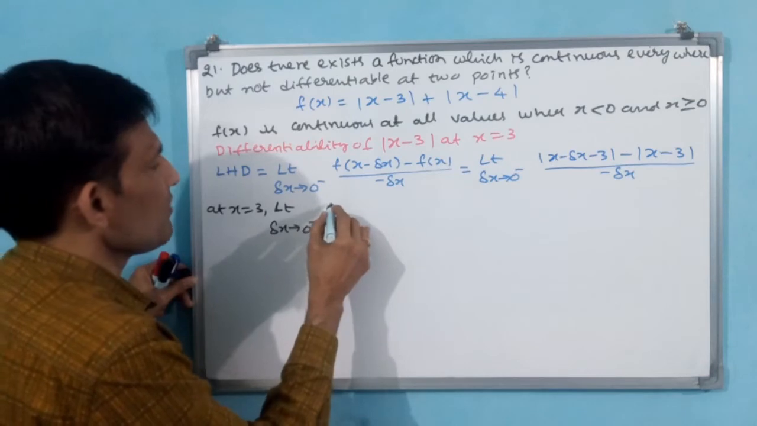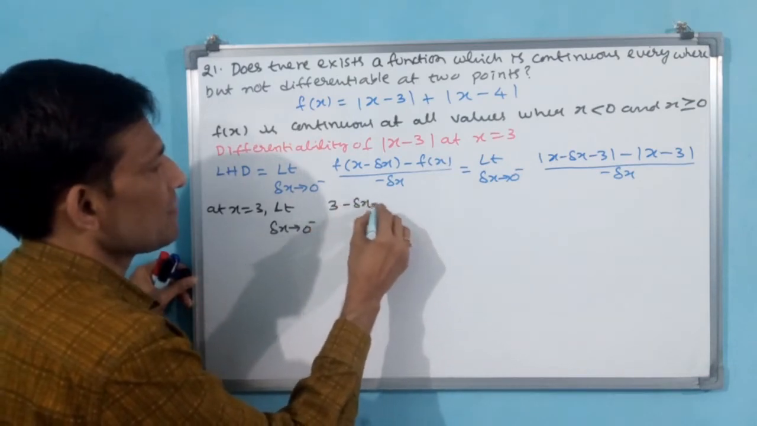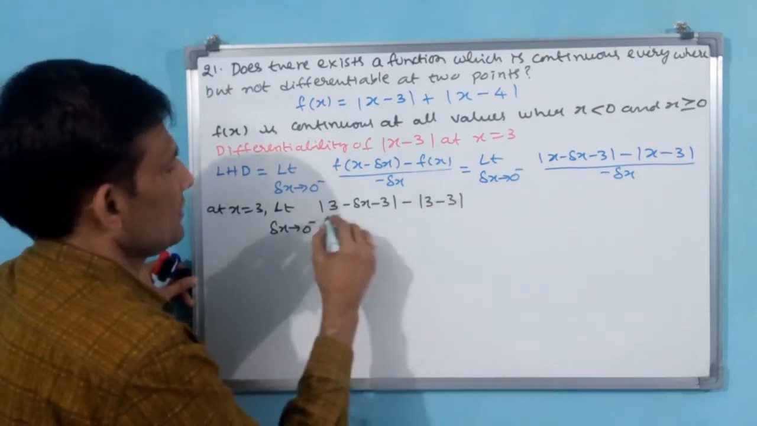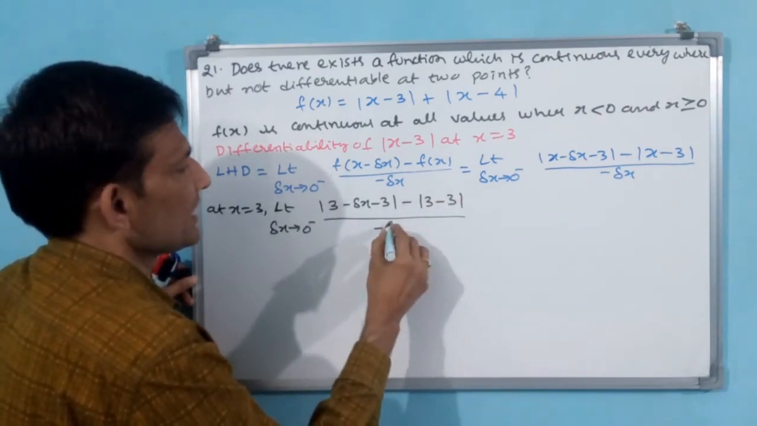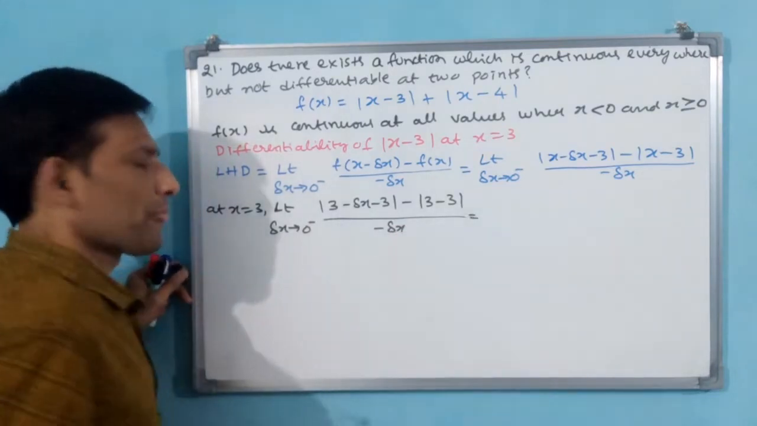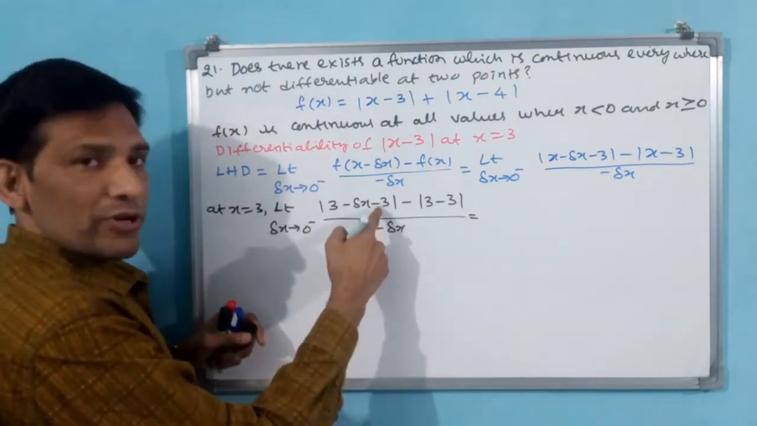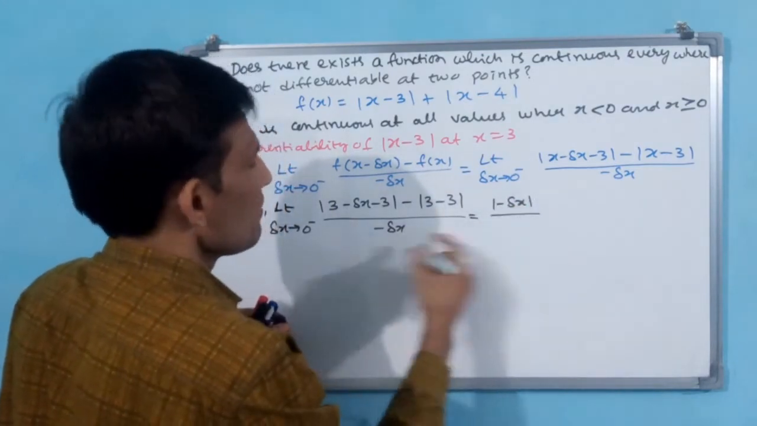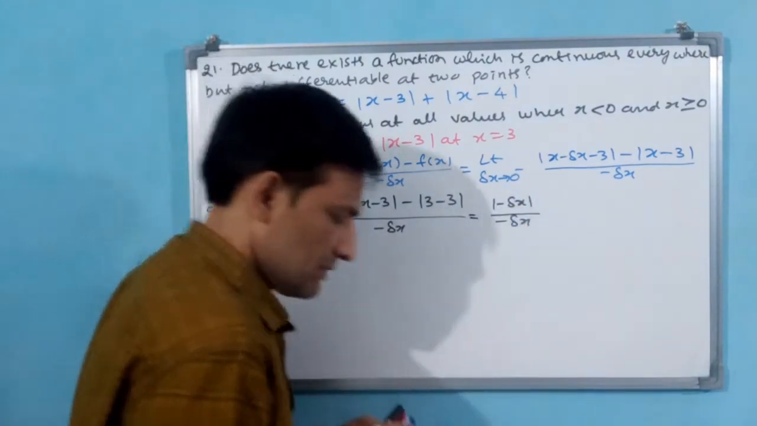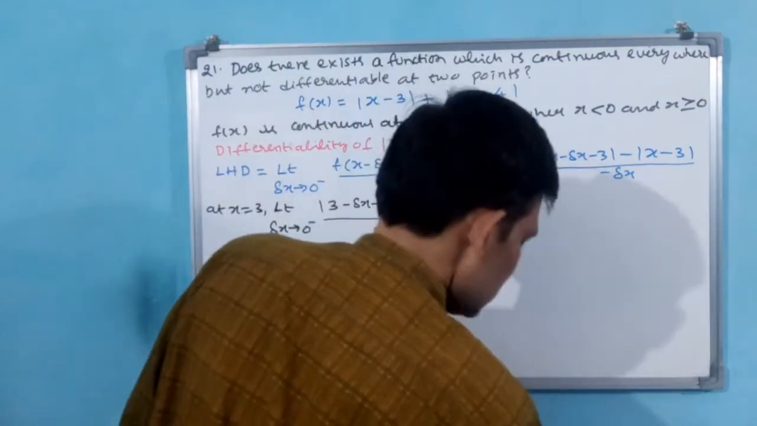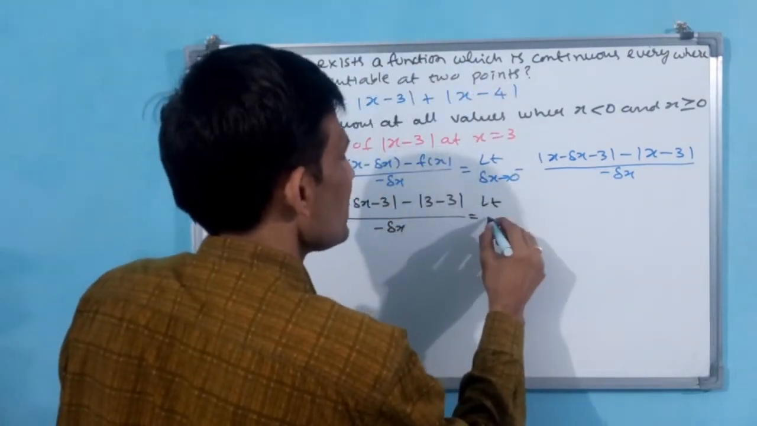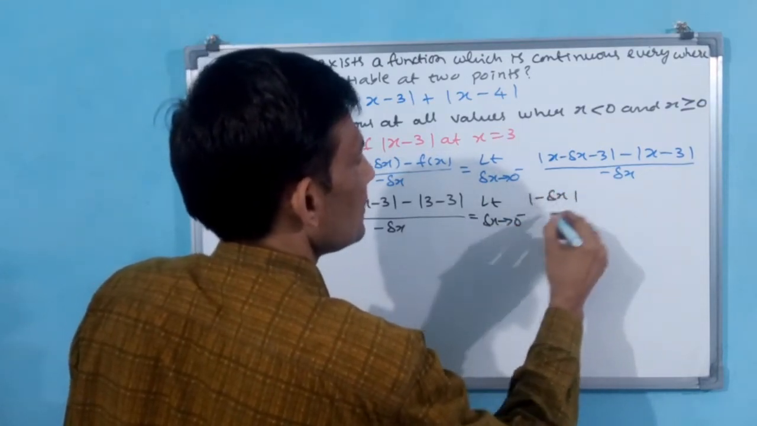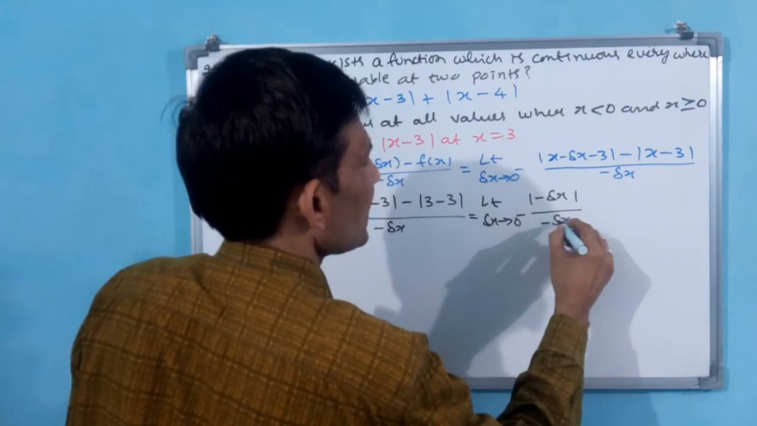See, at x is equal to 3 means |3 minus delta x minus 3| minus |3 minus 3| divided by minus delta x. Is it okay? See, 3 minus 3 is going to get cancelled. Minus delta x is going to come. Modulus of minus delta x, division minus delta x. But you write limit delta x tends to 0 minus also. That is very important. Limit delta x tends to 0 minus modulus of minus delta x by minus delta x.